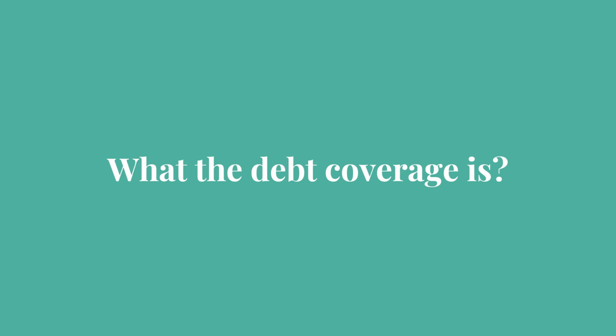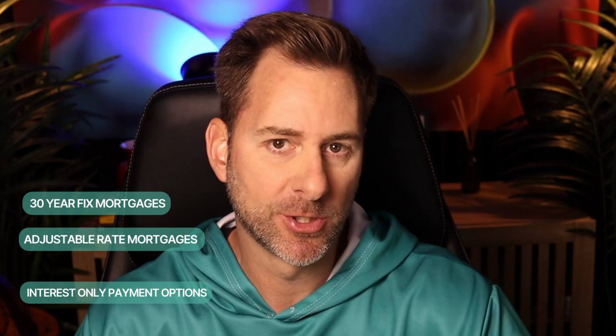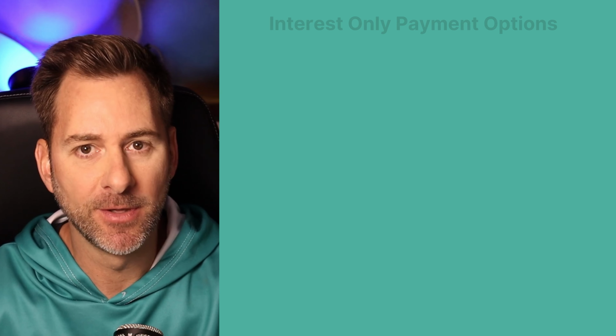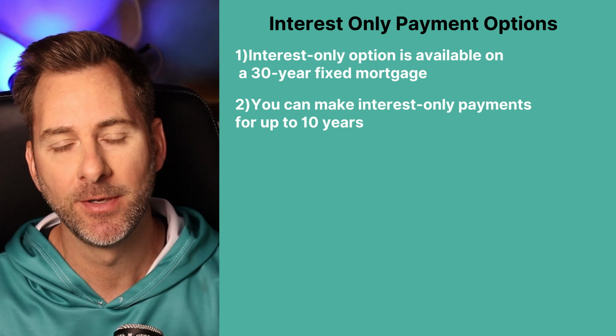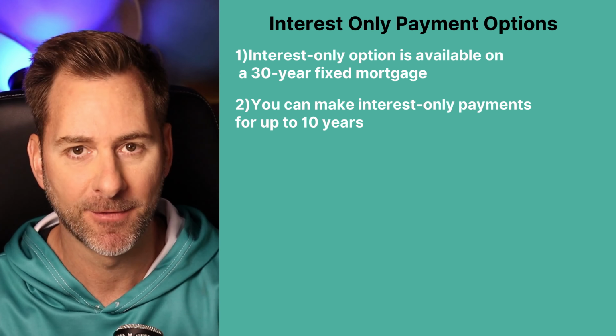In the previous episode, we talked about what the debt coverage is, and calculators available. In this episode, we want to talk about the loan programs that you can utilize on a DSCR loan. They go from the standard 30-year fixed mortgages to adjustable rate to interest-only payment options. On an interest-only option, typically it's a 30-year fixed mortgage, but you have the ability to make an interest-only payment for up to 10 years.